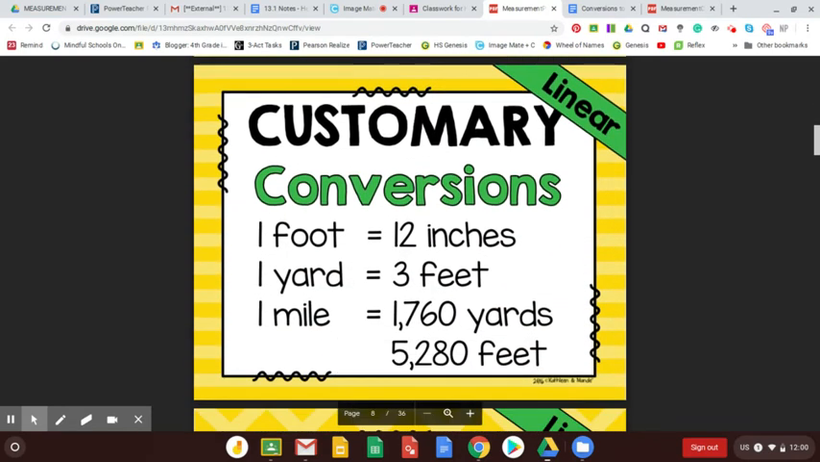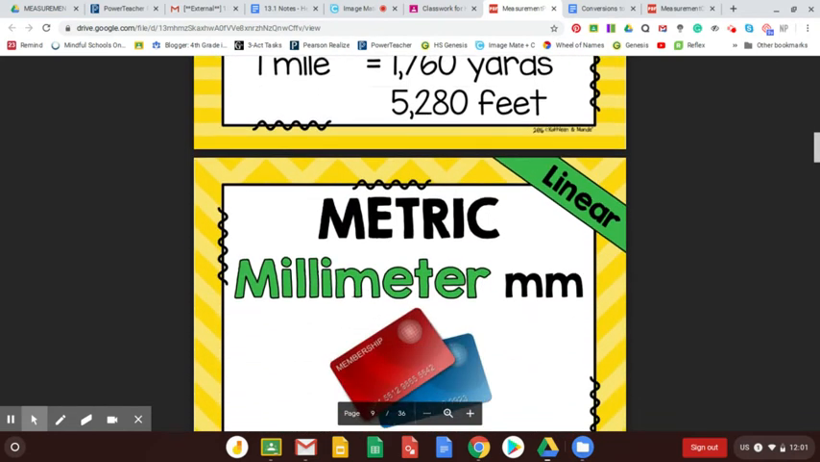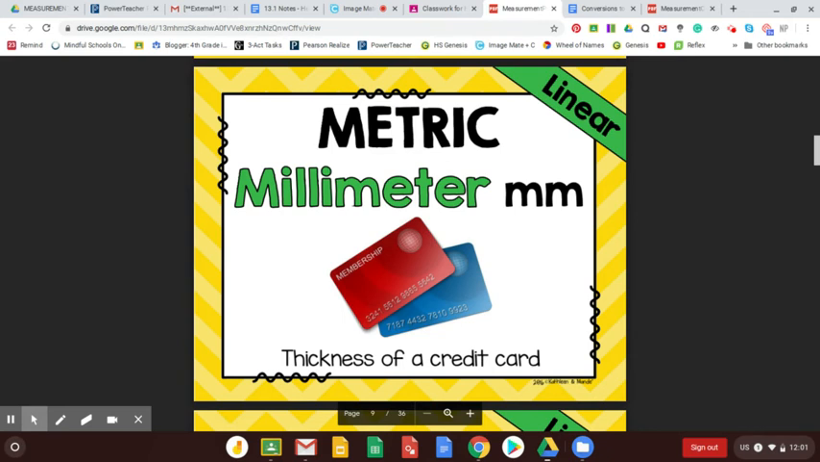So here are some conversions. Again, you don't have to memorize them, but it could be helpful in your life. The other thing is you can always look it up. So 1 foot is 12 inches, 1 yard is 3 feet, and 1 mile is 1,760 yards, or if you want to talk about it in terms of feet, it's 5,280 feet.